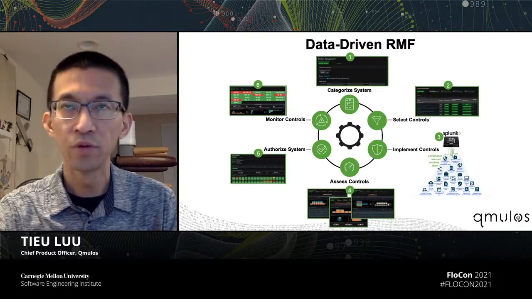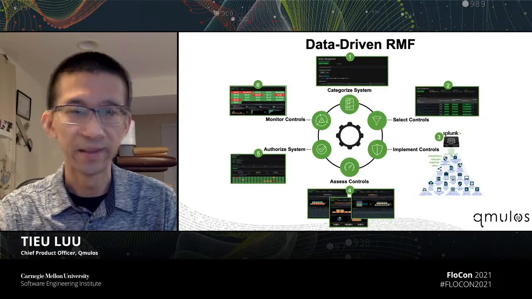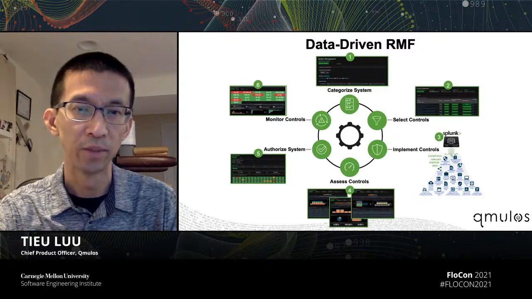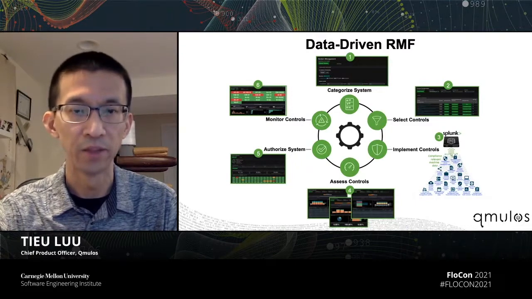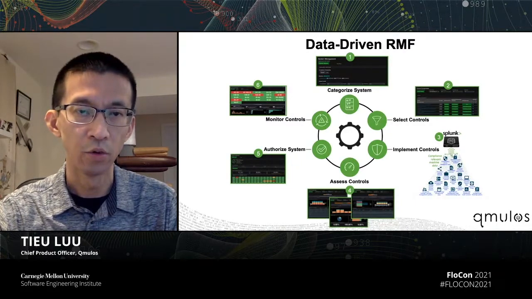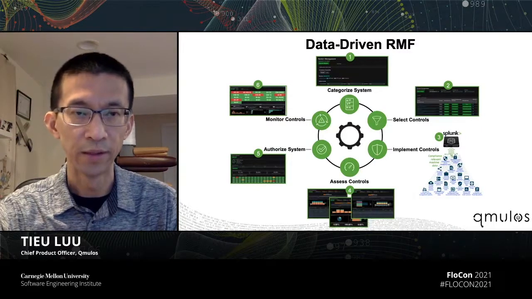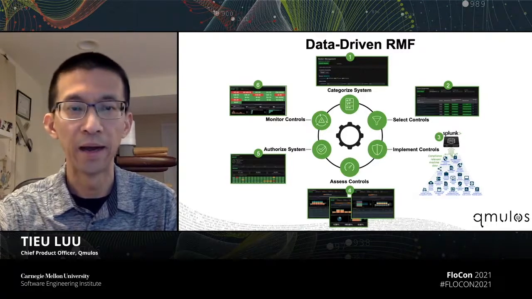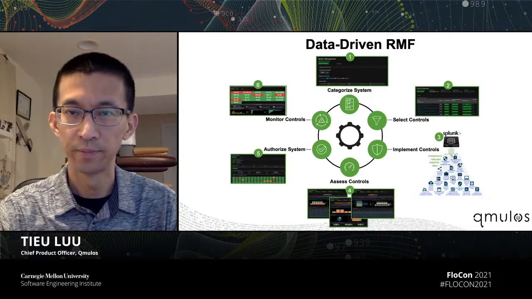And for those of you who aren't familiar with this diagram, these are the six steps of the risk management framework from NIST Special Publication 800-37. So a very simple yet effective process for implementing risk management. And throughout this talk, we'll basically be talking about how a data-driven approach can support all of these steps of the risk management framework to streamline and provide actual security value with this approach.